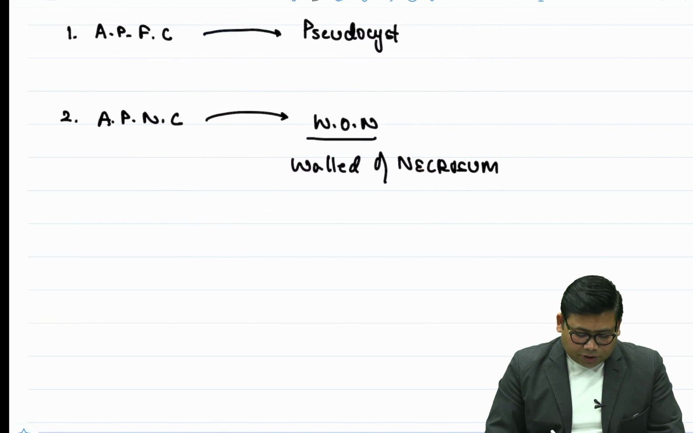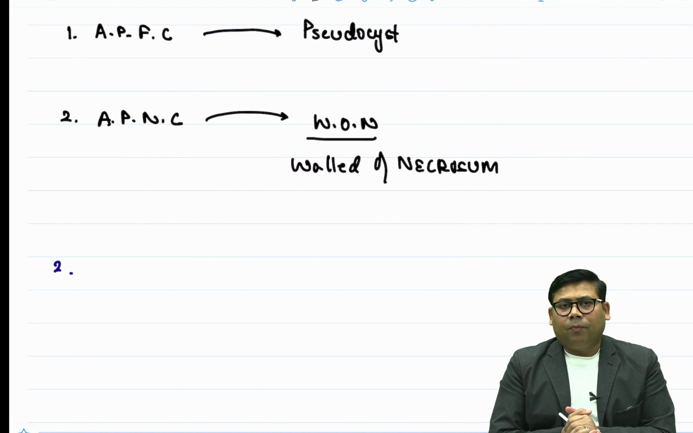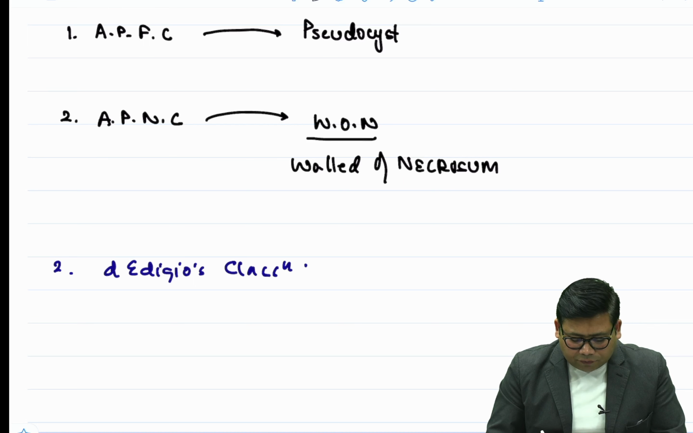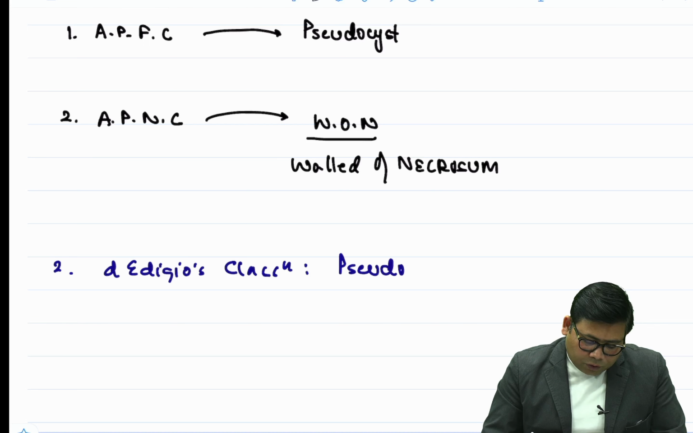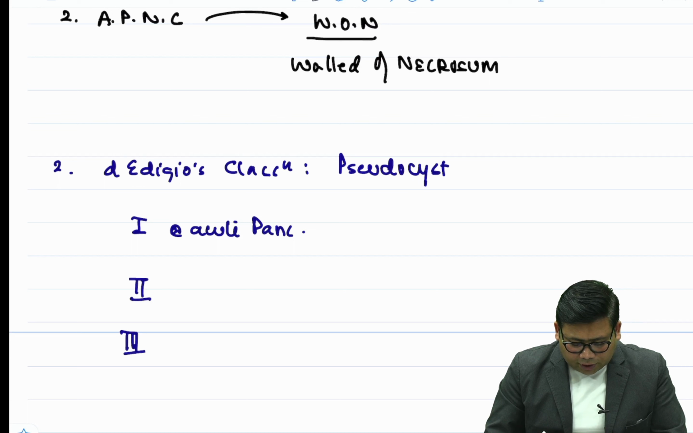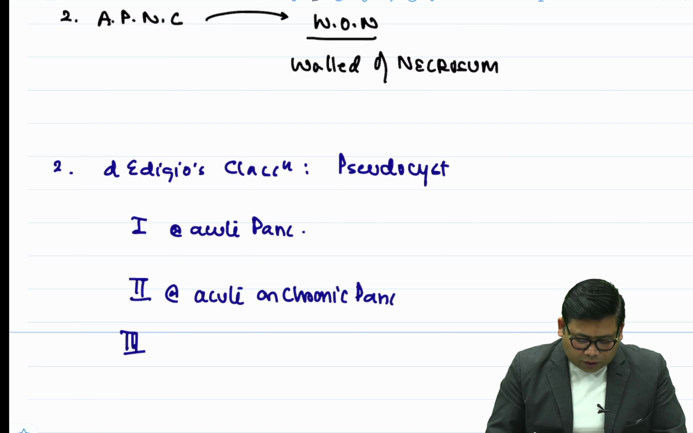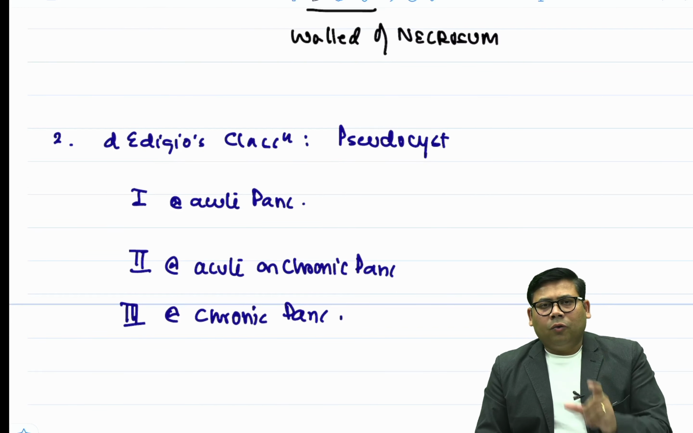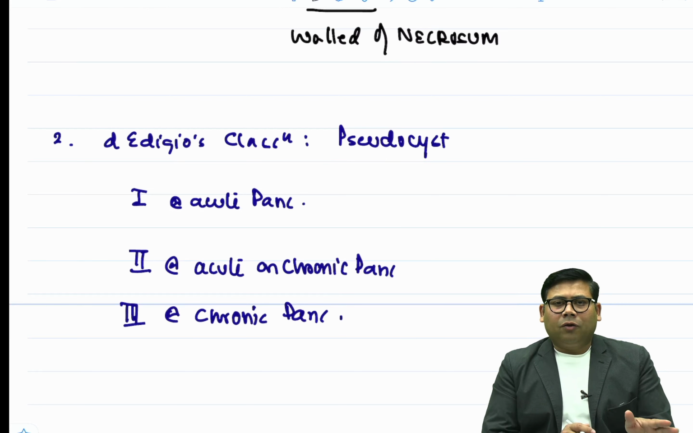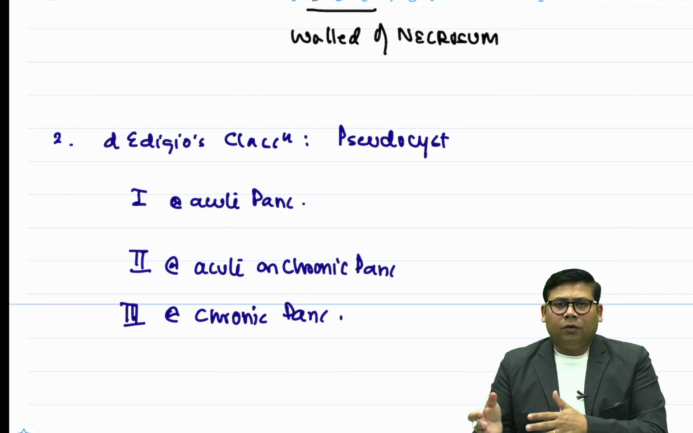Then what are the other classifications that we have? The second classification that we talk about in pancreatitis is the D'Egidio classification. D'Egidio classification is a classification for pseudocyst. I'm not going into great depth. We have 3 gradings of D'Egidio: pseudocyst associated with acute pancreatitis, pseudocyst associated with acute on chronic pancreatitis, and pseudocyst associated with chronic pancreatitis. The crux is that in acute pancreatitis the duct is not connected with the pseudocyst. In acute on chronic there's a 50-50 chance, so there can be stenting also. In type 3, yes, it is always connected, and therefore we go for stenting.